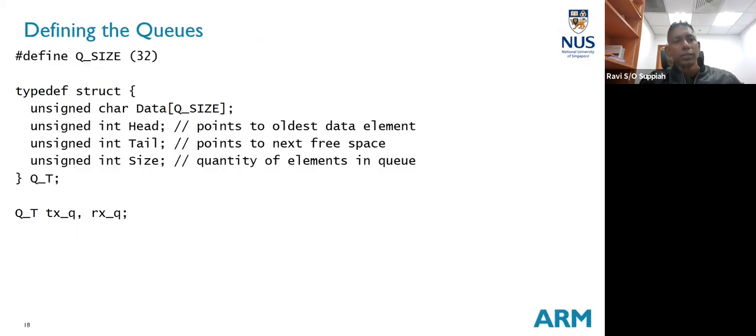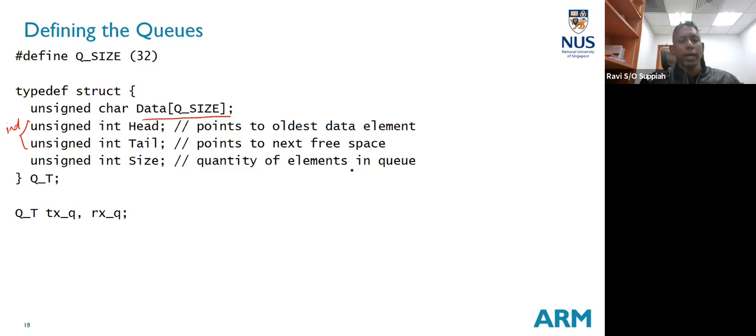Okay, so this is a definition of how you can create a queue. You have a structure where you create a buffer here. In this case, my queue size is 32. Then I have a head and a tail, which are indices. These two are the indices of where my head is and where my tail is in terms of the buffer.